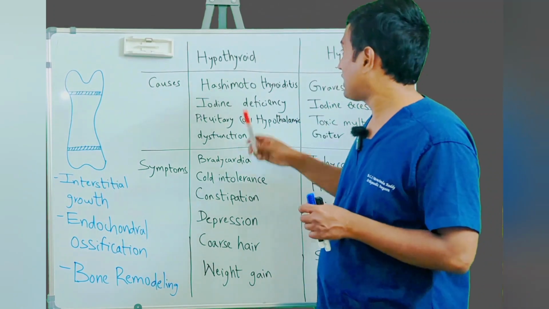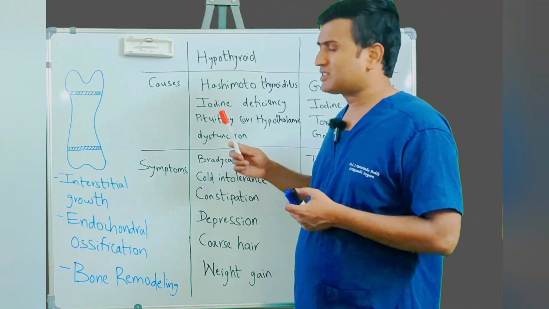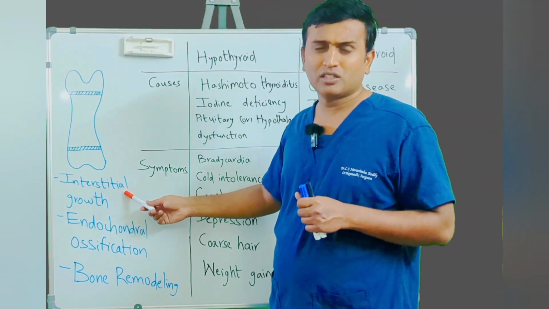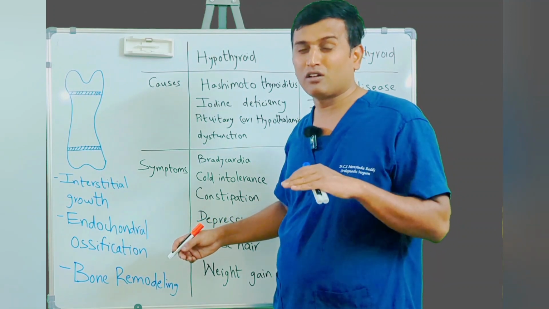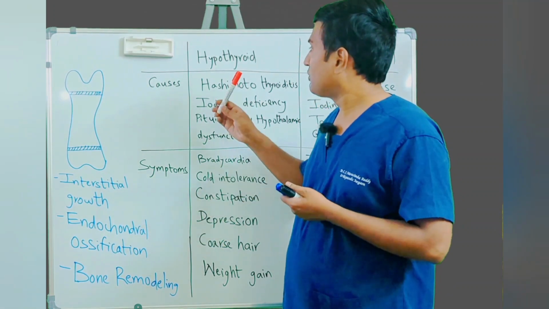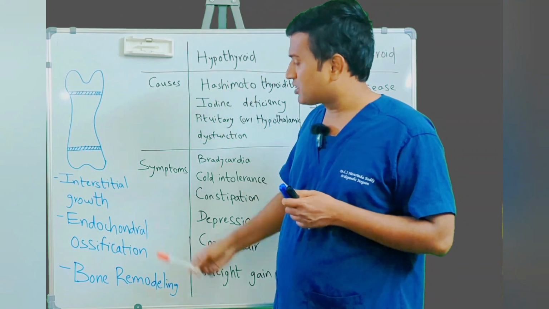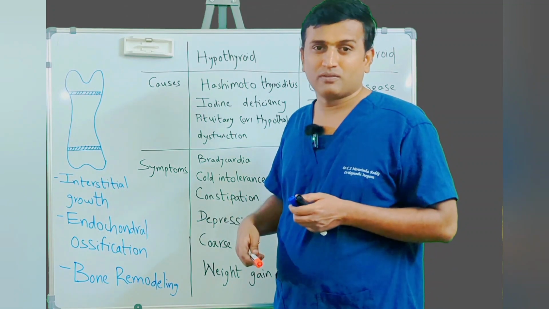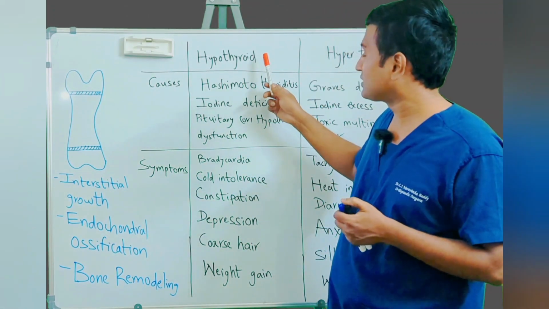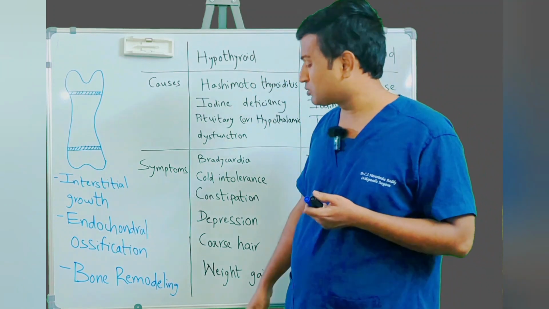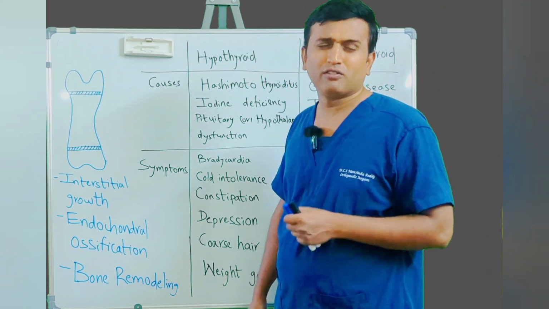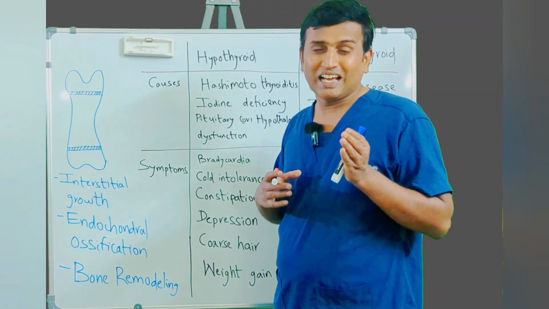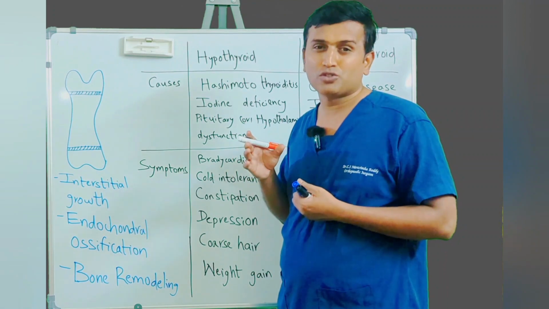So whenever we have hypothyroid condition, how does it affect children? In children, when there is no interstitial growth, it affects the growth of that child. And hypothyroid condition in children also affects endochondral ossification. In hypothyroid condition, it also lowers bone remodeling, which is that it reduces the osteoclast activity, and it also affects the osteoblast activity.